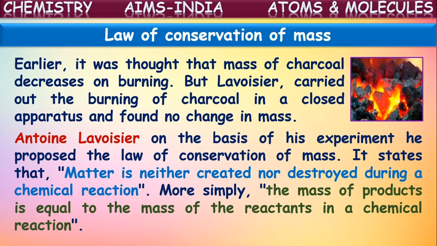To say more simply, the mass of the products is equal to the mass of the reactants in a chemical reaction. Whatever the mass of the chemical reactants before the reaction, the same will be the mass of the products formed after the chemical reaction. They are just changing from one form to another form, but there is no change in the total mass. That is a simple explanation for the law of conservation of mass.